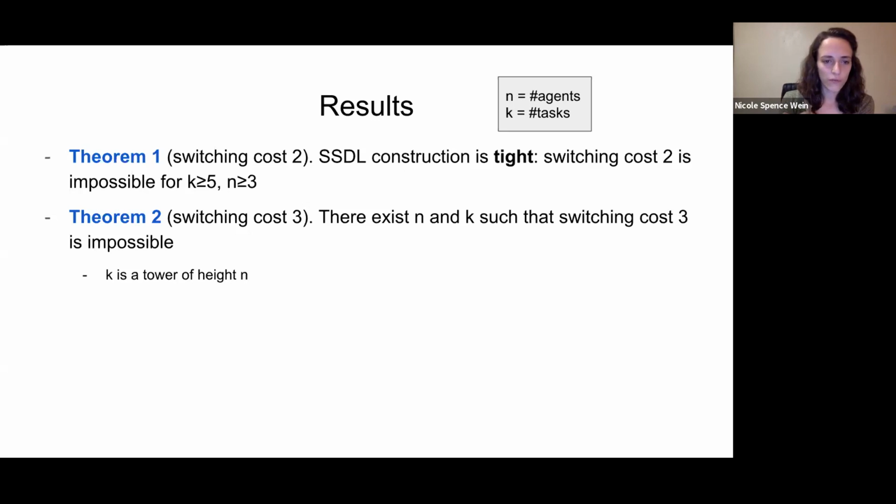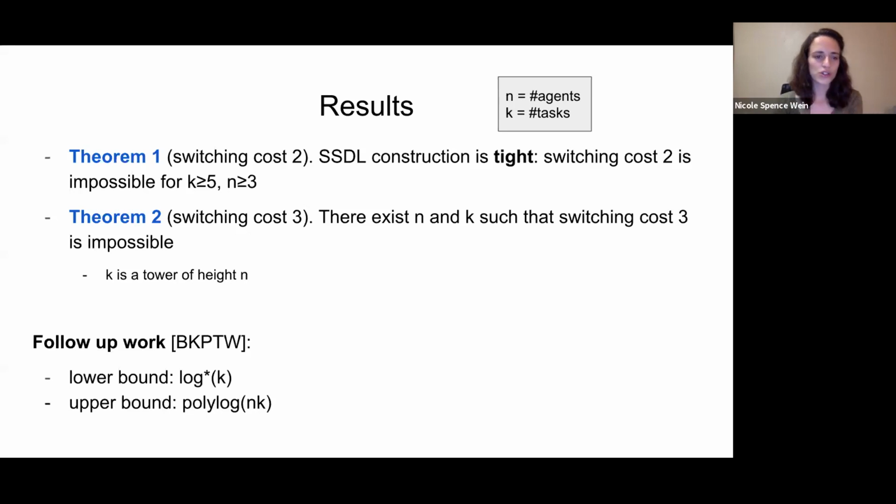So there's actually some follow-up work that answers these questions. And the follow-up work shows that indeed you can get a super constant lower bound. You can get a lower bound of log star of k, number of tasks. So this kind of extends theorem 2 here. Theorem 2 had said that you can't achieve switching cost 3 if you have a very large number of tasks. And here we say, okay, you can't achieve switching cost n if the number of tasks is huge.